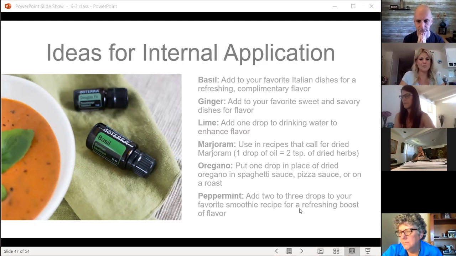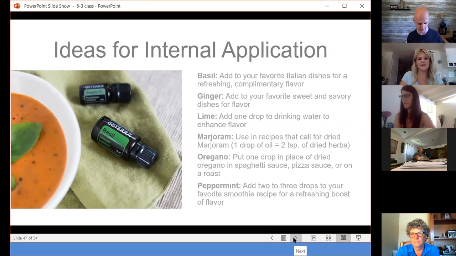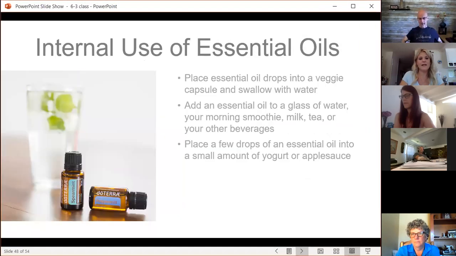Lime is a really yummy one for some water. Marjoram, oregano, those are great for sauces, or supplement any of those dried herbs we have. And peppermint is really good for adding into a refreshing smoothie. Then grapefruit, any citrus oil, I love in my water.